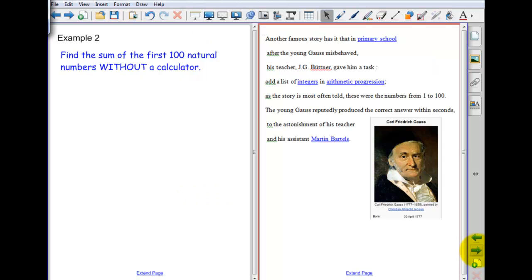Carl Friedrich Gauss did it. You can do it too, okay? He did it in primary school. The young Gauss repeatedly produced the correct answer within seconds to the astonishment of his teacher and his assistant, Martin Bartels. An ancestor of Dr. Bartle over there, okay? So what's the trick? Or get busy.